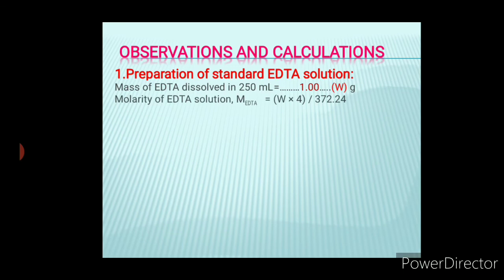Whatever EDTA I have taken was 1.00 gram, which is our W. Then how to get the molarity of EDTA, M EDTA? By this simple calculation: W into 4 divided by 372.24. Here W is the mass of EDTA, into 4 to convert it to 1 liter, and 372.24 is the molecular mass of EDTA. After substitution, we get 1.00 into 4 divided by 372.24. We are getting M EDTA, which is 0.01 molar, which is our X.